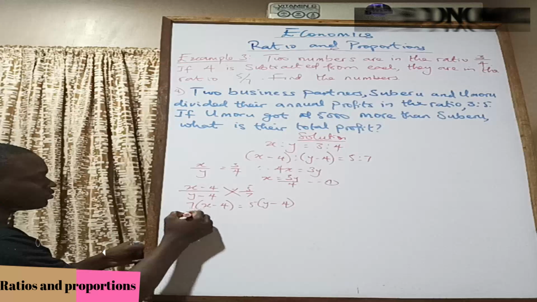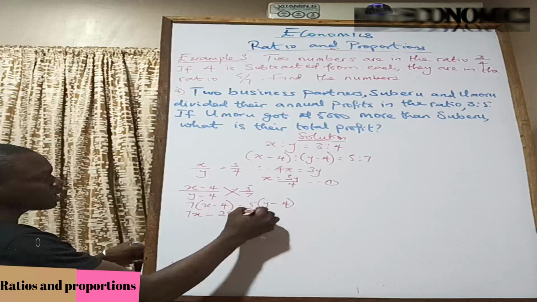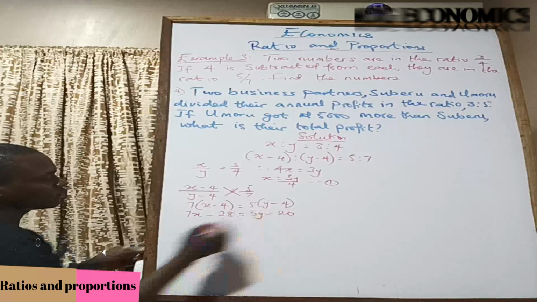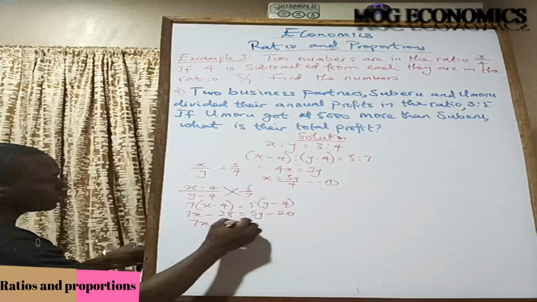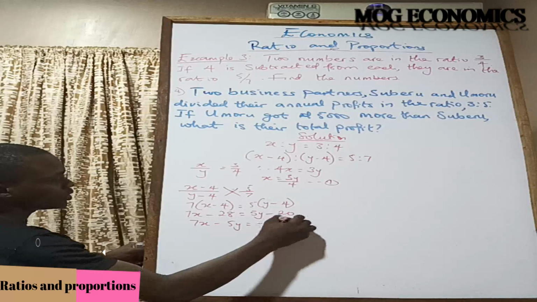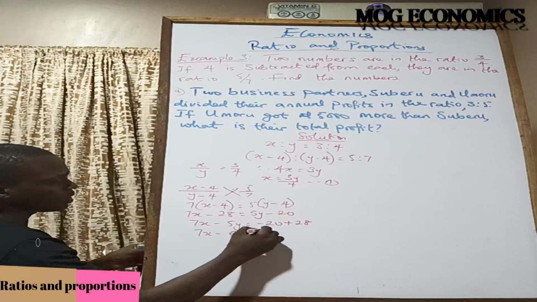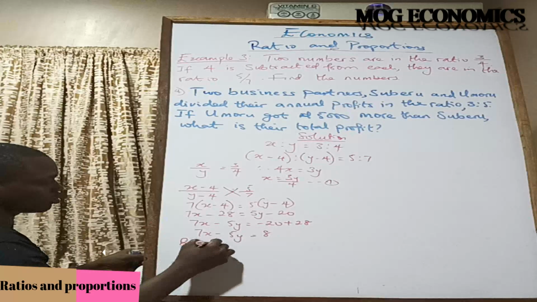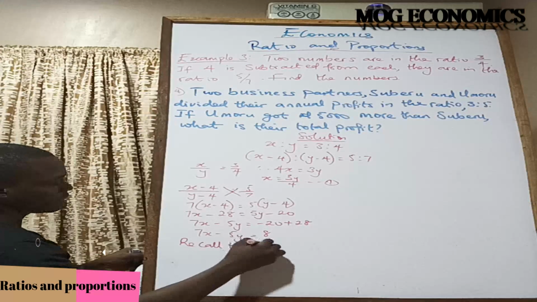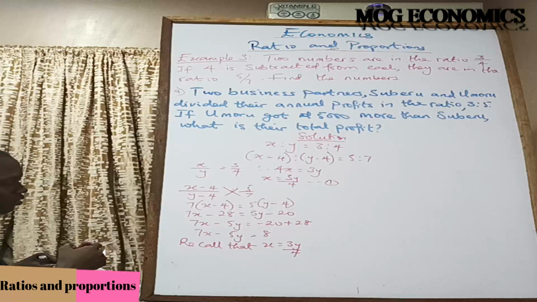7 times x is 7x minus 28 equals 5y minus 20. Okay, so I'll be having 7x minus 5y equals minus 20 plus 28. 7x minus 5y equals 8. Minus 20 plus 28, that's 8. So recall that x equals 3y over 4. So what do I do? I put 3y over 4 to replace x.